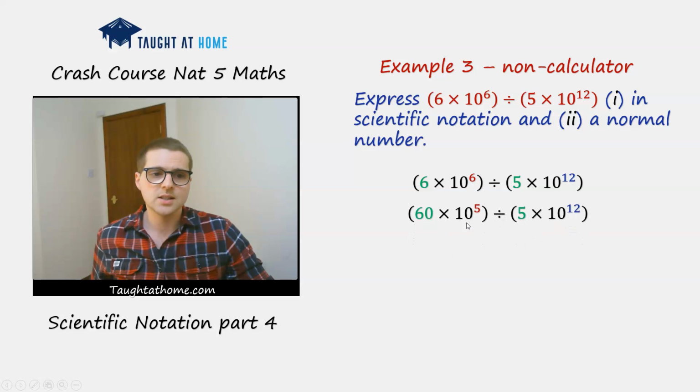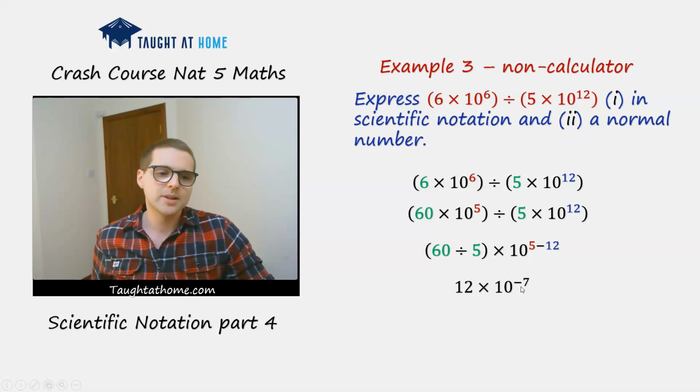So what we'll have is 60 times 10 to the 5 divided by 5 times 10 to the 12. Now we can divide 60 by 5, and because we're dividing, we're going to be using the second law of indices, and we're going to be subtracting the 12 from the 5. So we're going to have 60 divided by 5 times 10 to the power of 5 minus 12. Tidying this up, 60 divided by 5 is 12. Then we're multiplying that by 10. 5 minus 12 is minus 7.